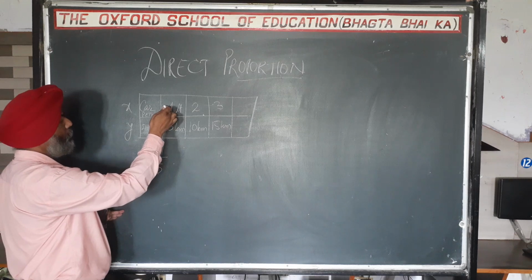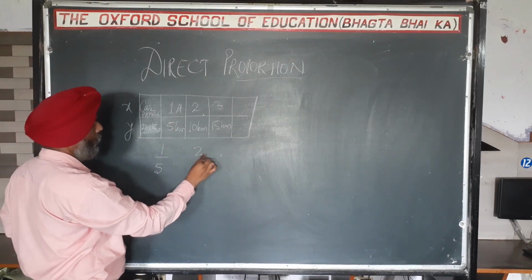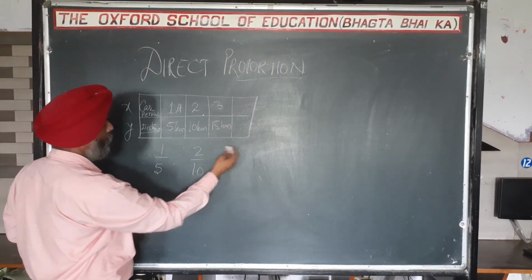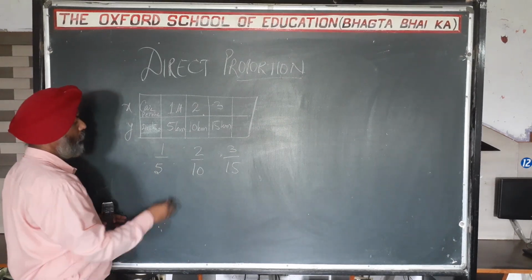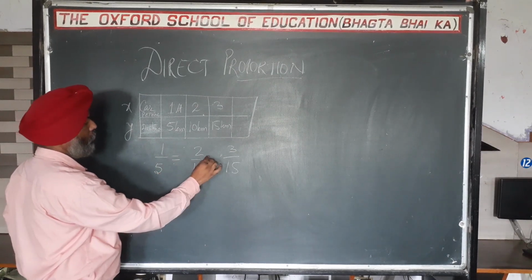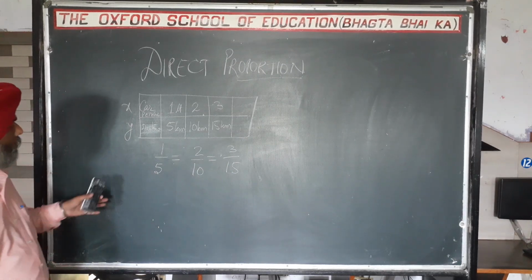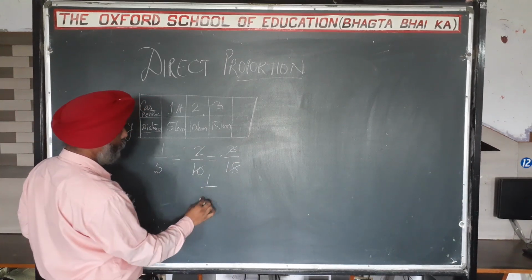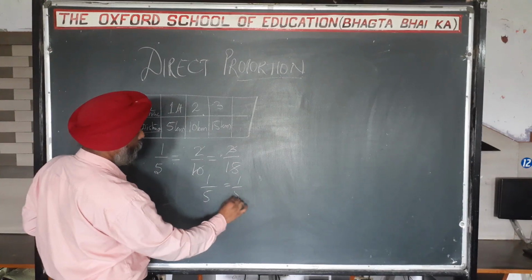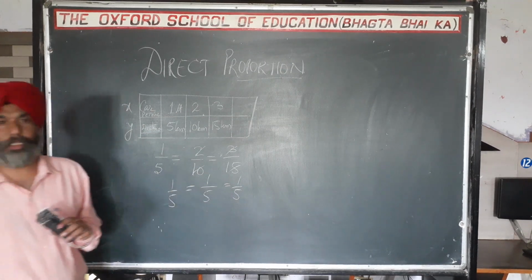So when we take the ratio of these two quantities, say 1 over 5, and once again the second as 2 over 10, and if I observe 3 upon 15, what we observe is that all ratios become equal. When we cancel them, in the smallest or lowest form we always get the answer 1 over 5, 1 over 5, and hence we conclude something.